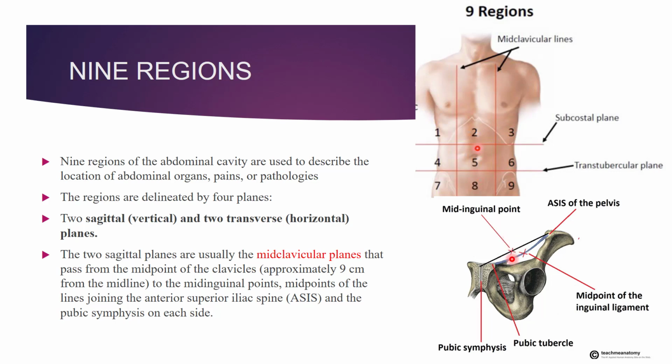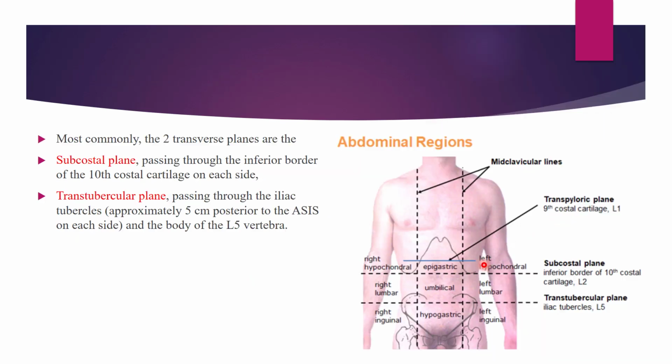This is the mid-inguinal point. So the mid-clavicular line will pass through the mid-inguinal point, which is in between the anterior superior iliac spine and the pubic symphysis. I hope you understand the mid-clavicular line. I will repeat it for you. The mid-clavicular line is in the middle of the clavicle. It is about 9 centimeters from the median plane. It passes from the middle of the clavicle downwards and it will cross the mid-inguinal point. What is the mid-inguinal point? The mid-inguinal point is a point in between the anterior superior iliac spine of the pelvis and the pubic symphysis.